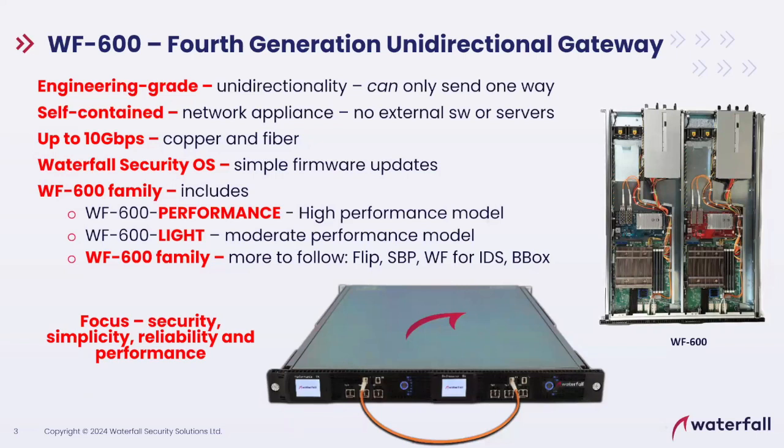What is the same about this version of technology versus previous versions? What is the same is engineering grade unidirectionality. It is still physically able to send information in only one direction. It is a network appliance, fits into a rack. There is a DIN rail version coming. We still have the DIN rail version of the 500 available. The 600 DIN rail will be available shortly.